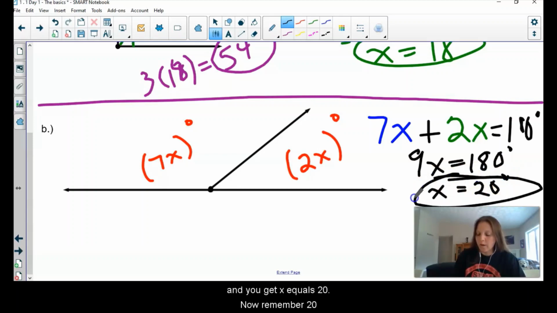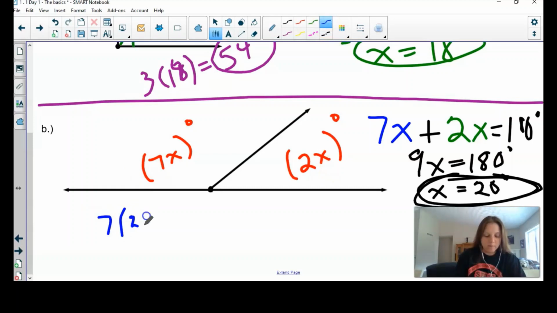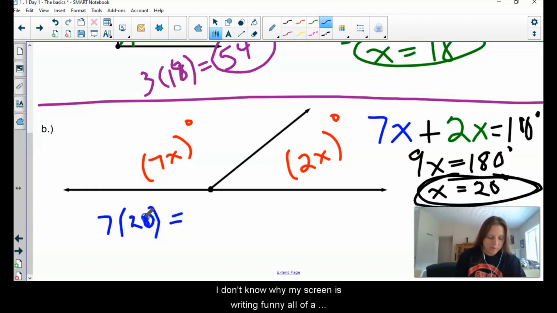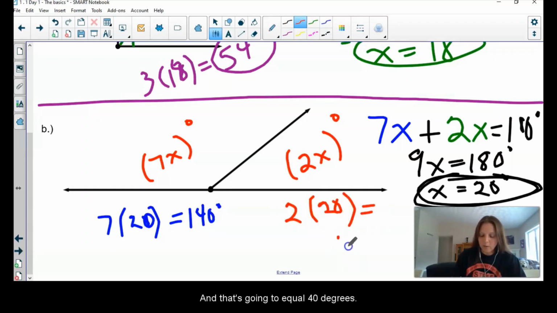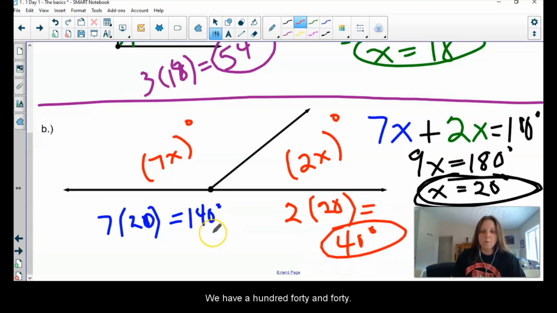Now remember, 20 is the value of x. So we still have to plug it in over here to find the value of each angle. So let's go ahead and do the 7 times the 20 for this angle. I don't know why my screen is writing funny all of a sudden. So that's 140 degrees. And over here, I'm going to do the 2 times the 20, and that's going to equal 40 degrees. Okay, so you have 140, 40.